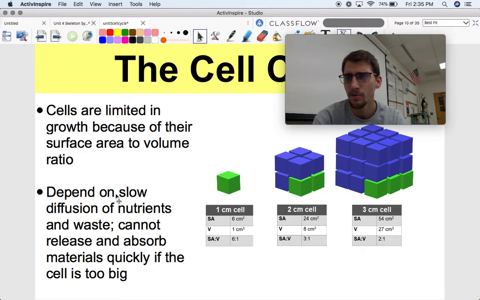If you were in AP Bio, you'd have to calculate that and figure out which cell is better at absorbing and releasing materials and exchanging with the environment. But for this class, I'm just going to have you know that cells depend on diffusion of nutrients and waste, not things naturally moving in and out. The reason they can't keep growing forever is that if they get too big, they can't release and absorb materials quickly enough because their surface area is not large enough for their volume. Their surface area to volume ratio is too small, and they can't grow in size forever.